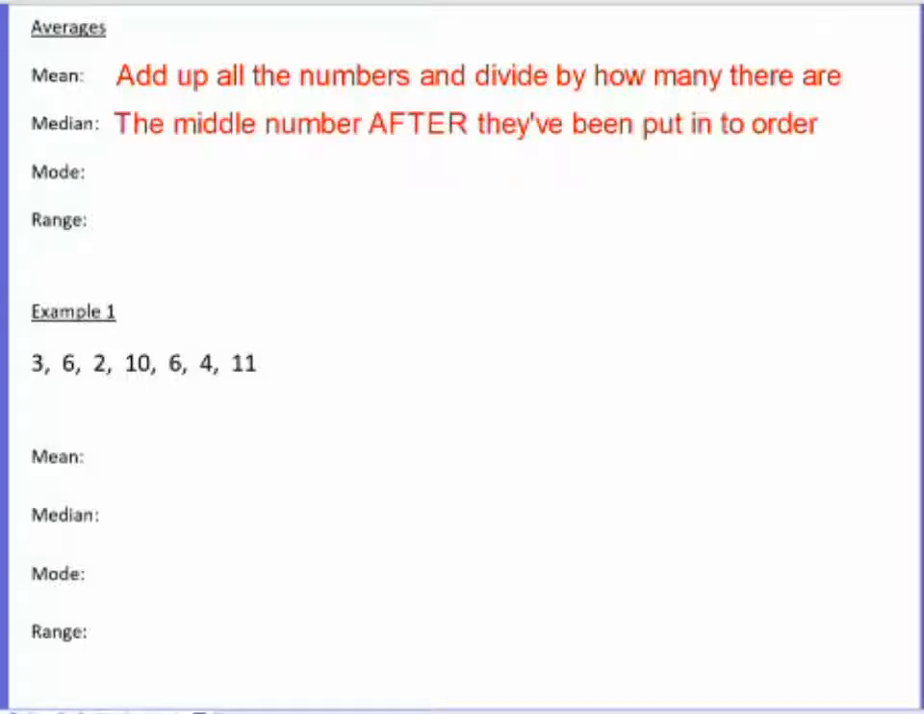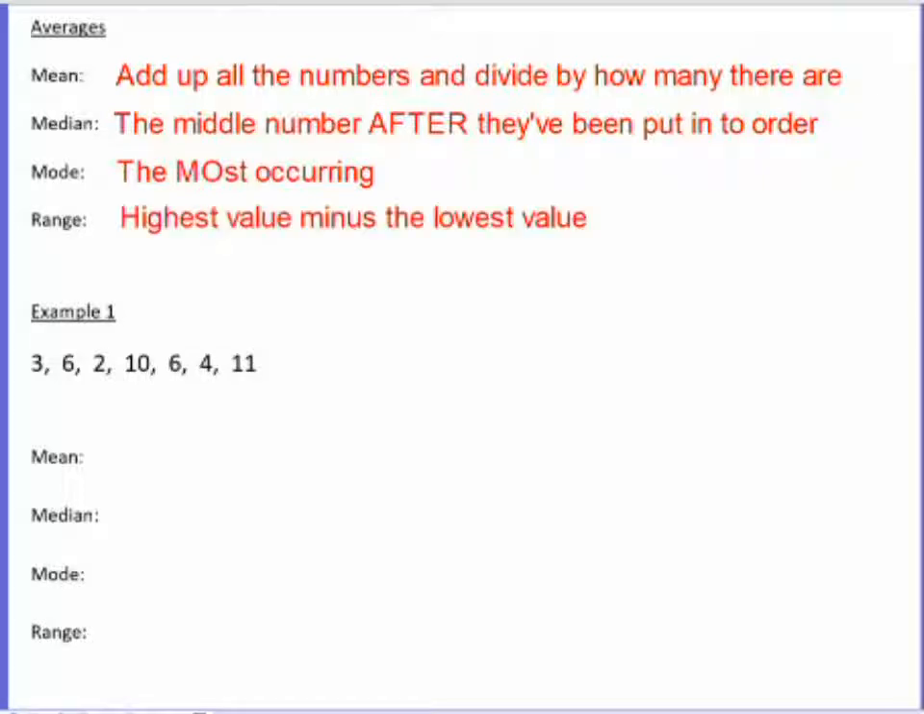The median is the middle number, but it's very important that you put the numbers in order first. The mode is the one that occurs the most, and the range is the highest value minus the lowest value. Let's have a look at example 1.